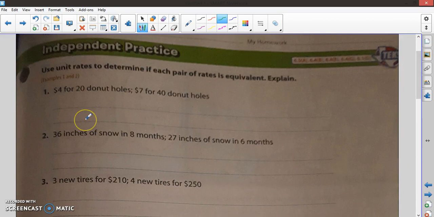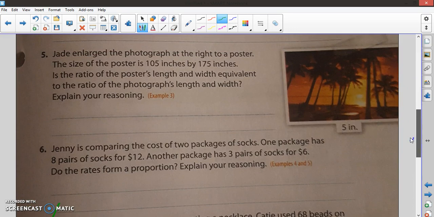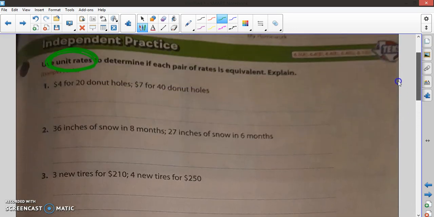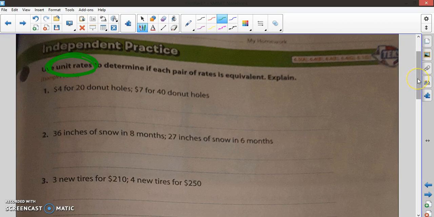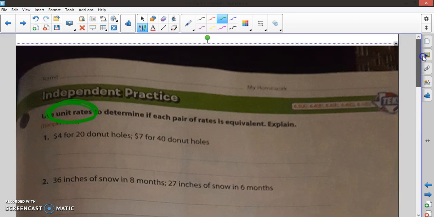Again, remember to use unit rates. It wants you to use unit rates. Okay? Once you finish 1 through 6, then you have to ask the substitute for the worksheet. Alright, guys? So again, 1 through 6, Thursday we will grade this one together and see if you have any questions. Alright, guys, good luck.